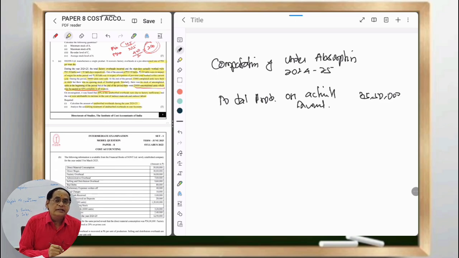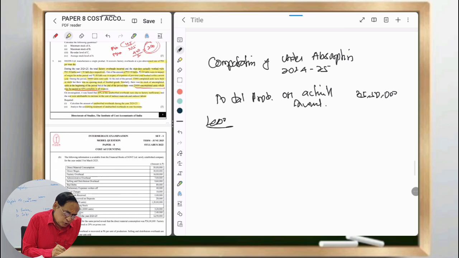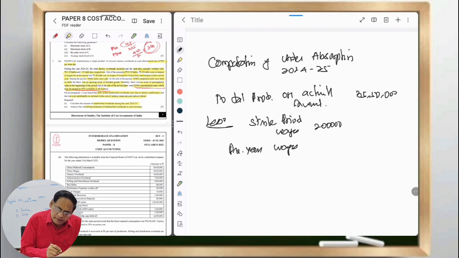previous year's wages booked in this current year, that also must be deducted. What are the things to be deducted? Wages paid in the strike period, 2 lakhs we have to deduct, and then previous year wages booked in the current year, that is 1 lakh, that is also to be deducted. So 3 lakhs to be deducted. If we deduct, the total balance will be 32,50,000.